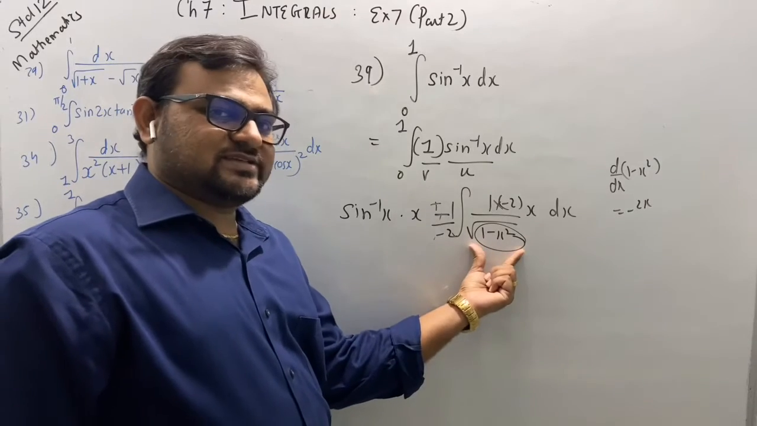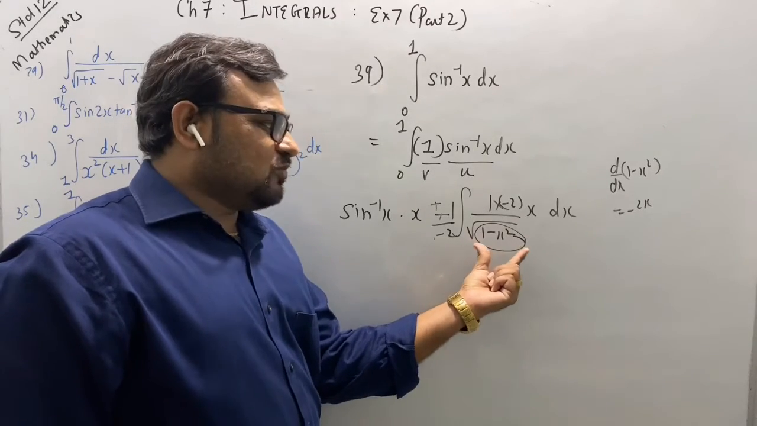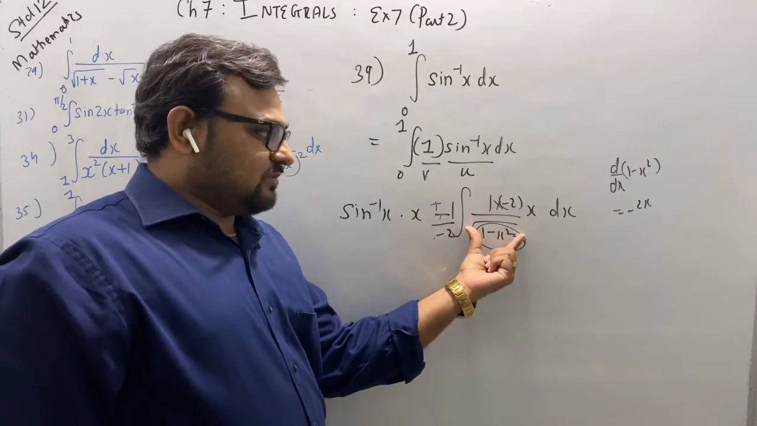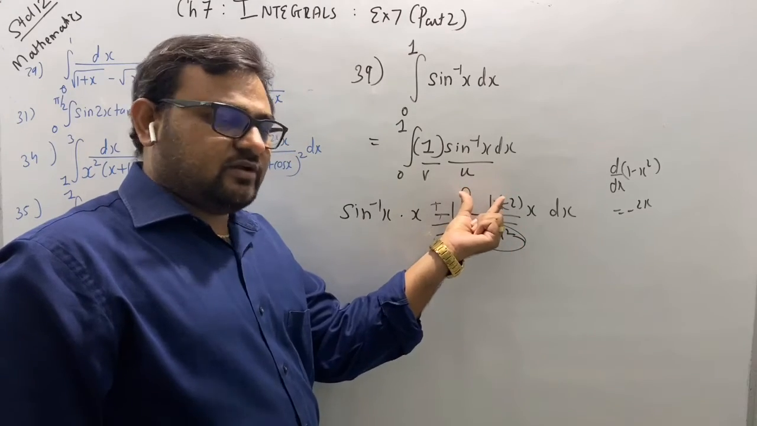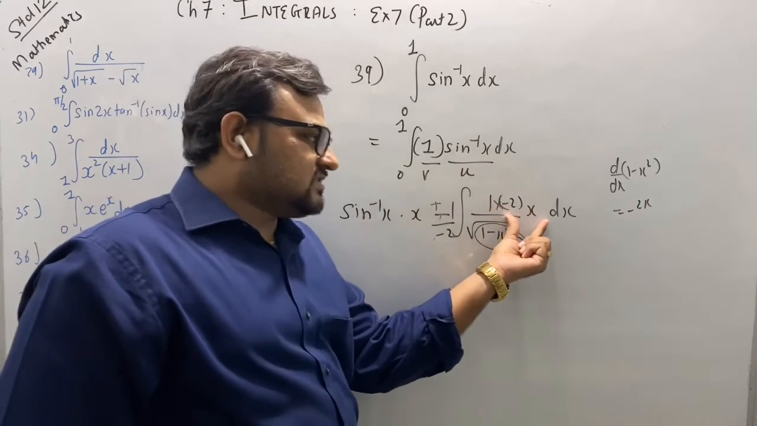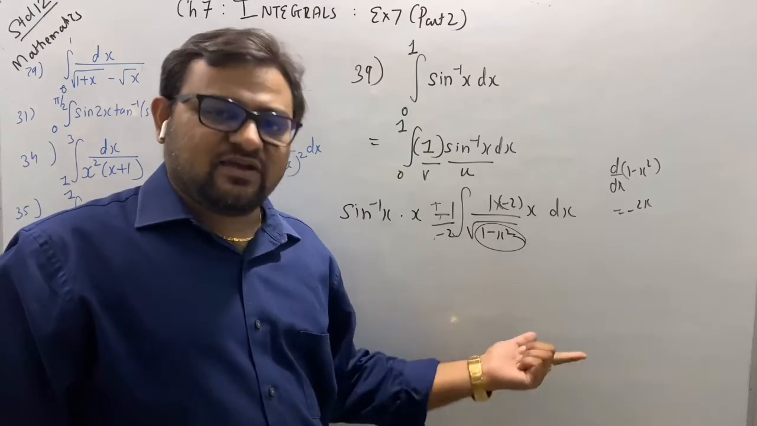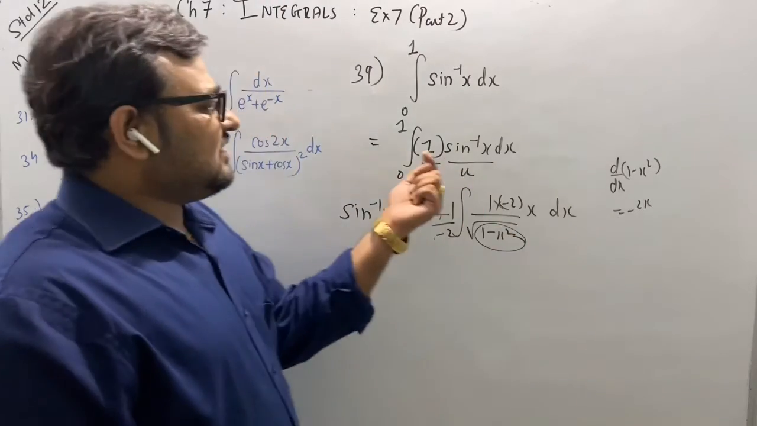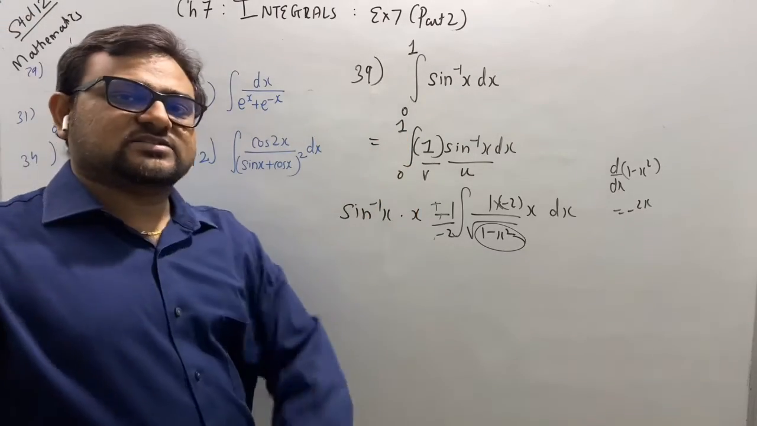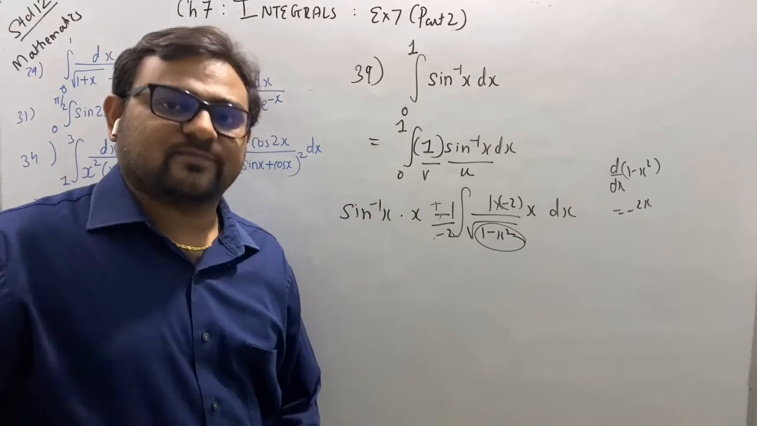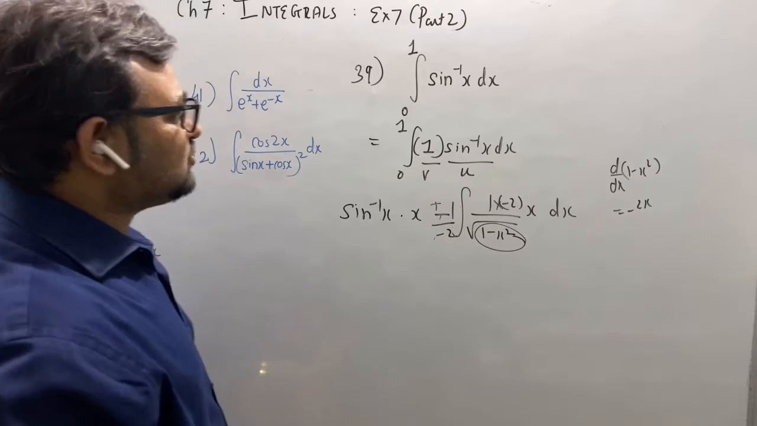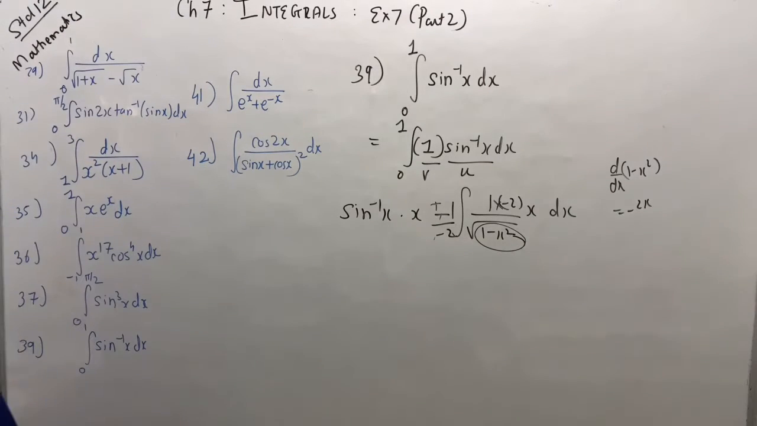Now, this is f(x) raised to minus 1 by 2. It's 1 by 2, but when it goes to the numerator, minus 1 by 2. And this is f dash x, integration of f(x) raised to n, f dash x. Solve it, finally put the upper limit and subtract the lower limit from it. Clear? This was about question number 39.